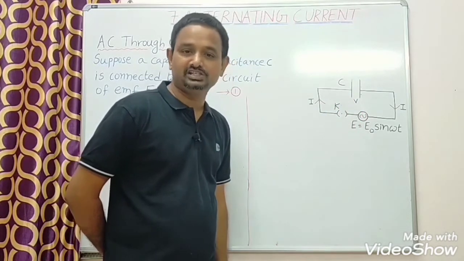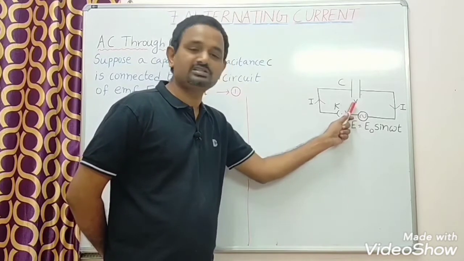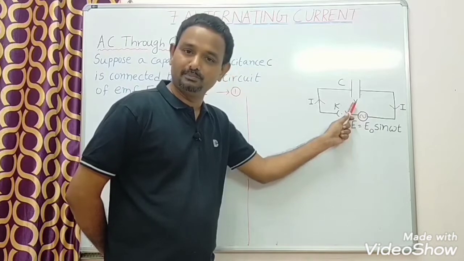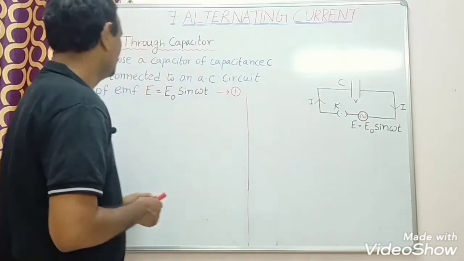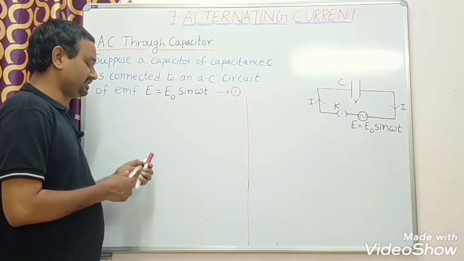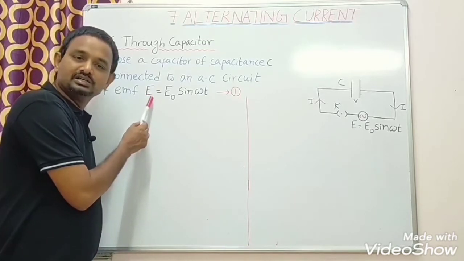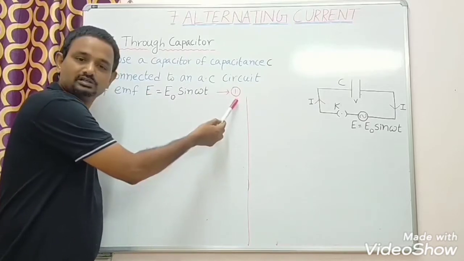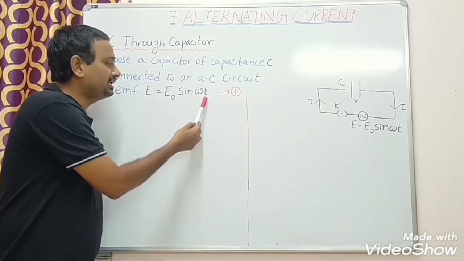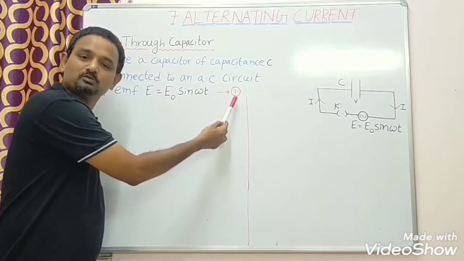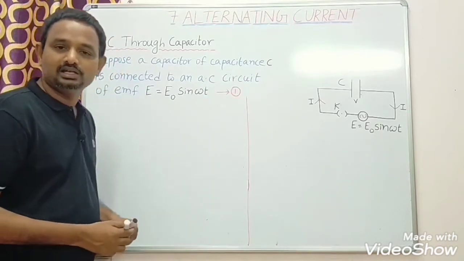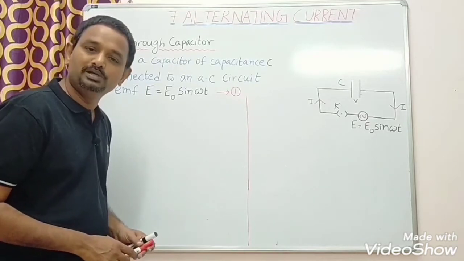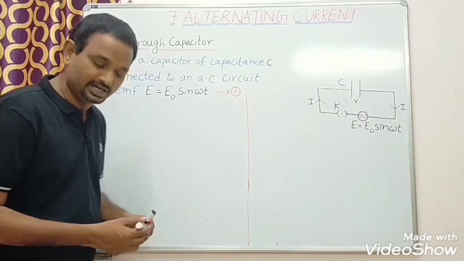Here, at any instant of time, the potential difference across the plates of the capacitor will be equal to the applied EMF. Look here. I consider this equation, the instantaneous EMF or EMF of the source, as equation 1: E equal to E naught sin omega t. So at any instant, the potential difference between the plates of the capacitor will be equal to the applied EMF.